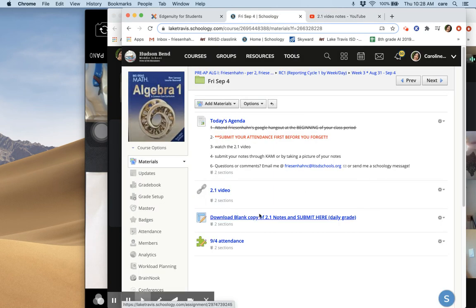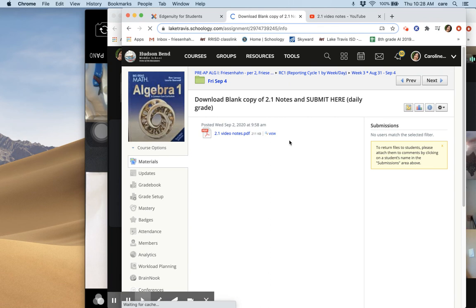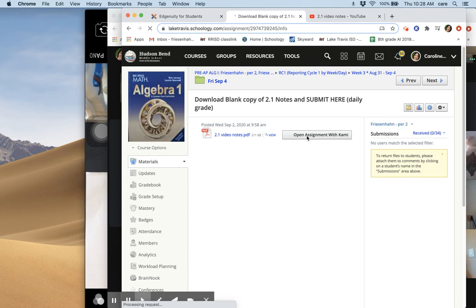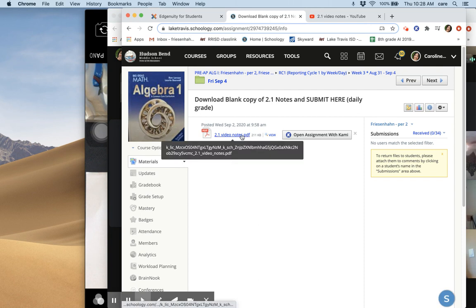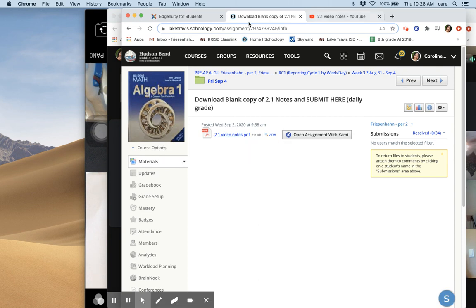And then where do you get your notes? You're going to click here to download a blank copy of your notes. And then you can either do it through Kami. So there should be a button here that says type through Kami or open with Kami, or you can print it out and then take a picture of it and then submit it. But you do need to submit it. So that's what you're going to be doing tomorrow when any of your teachers are not there.